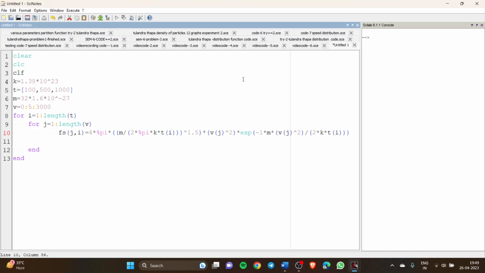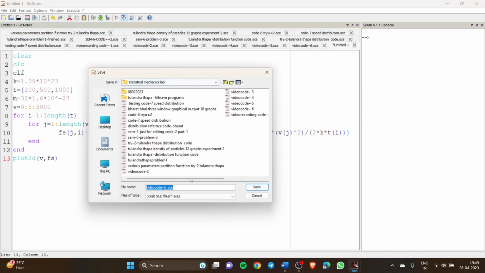V average is equal to 8 kT by pi m. V rms is equal to... we have to see what is going on. So first we will do this, and we simply have to display, we have to plot 2D. We simply have to plot between v comma fs, and we will have a graph. So we will plot it.